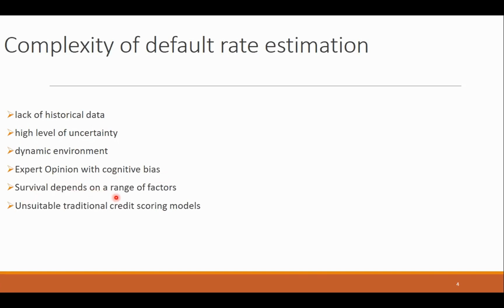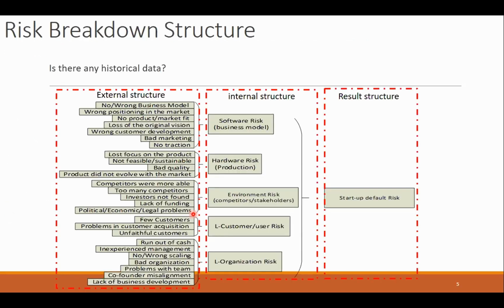Survival depends on a range of factors. And the last one is a credit scoring model. As you know, there are many causes for failure of startups, but we use the risk breakdown structure method for determining the most important failure factors.